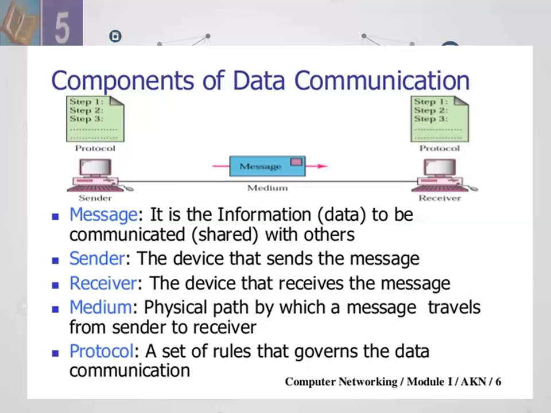Then we have medium. Medium is the path. A medium is a path or a connection between the sender and a receiver, the device that receives the message. So medium is the path through which a message travels from source to the destination. Medium can be wired, for example, telephone cable, coaxial cable, and fiber optics. It can also be wireless, for example, Bluetooth, Wi-Fi, microwave, radio wave, and satellite communication. So basically, medium is a connection, a path on which your data will travel and transfer.